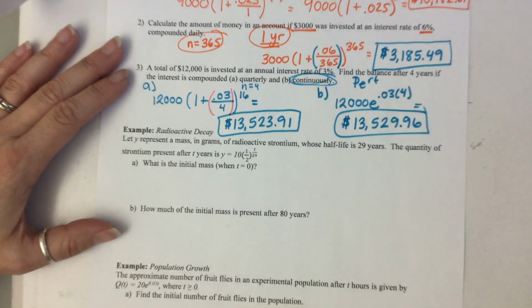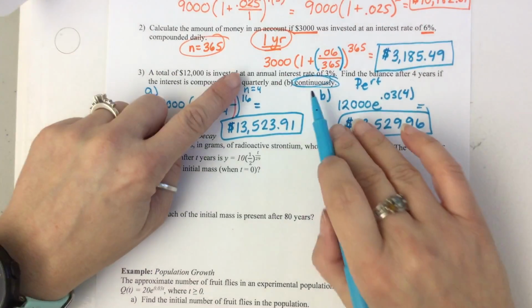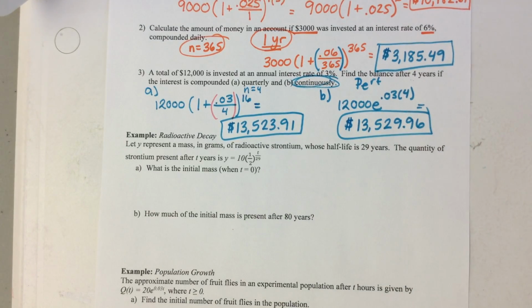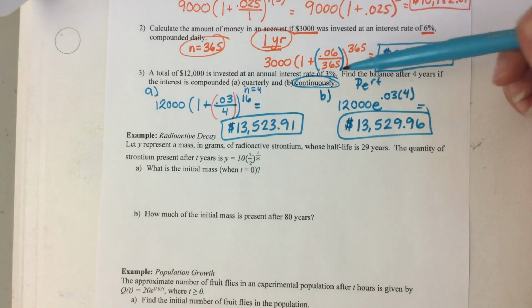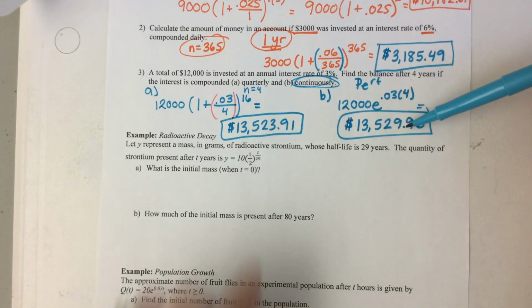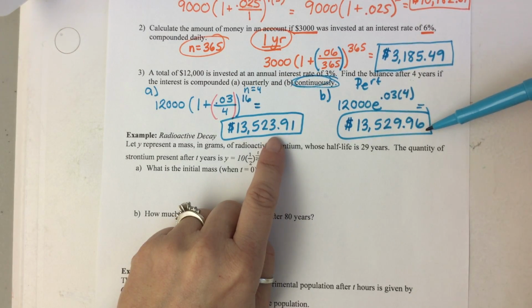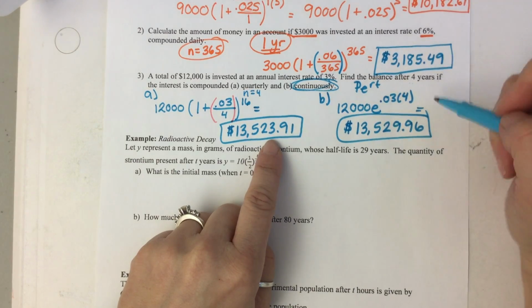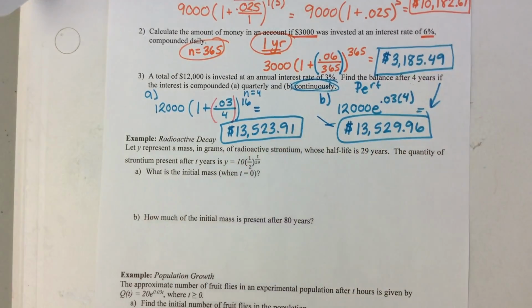So if you are given a question that says, okay, these are your 2 options, which one would you take and why? Hopefully you would say, I would do continuously because you make more money. Granted, it's not a lot of money, but it's still more money. And if you get a choice, you definitely want to help yourself out. So in this case, you would want to invest that $12,000 into the continuous option.